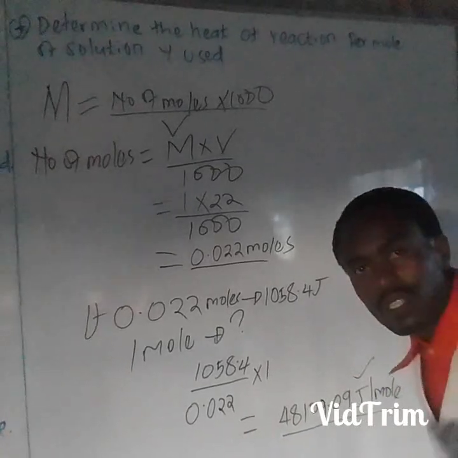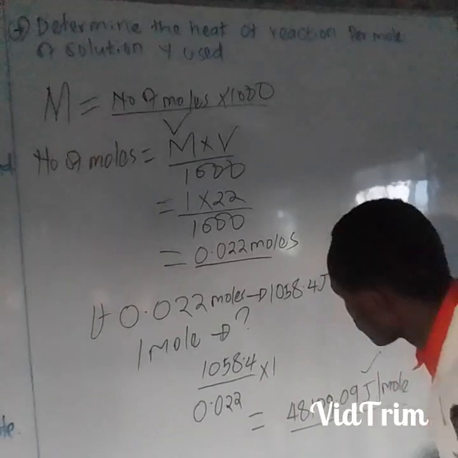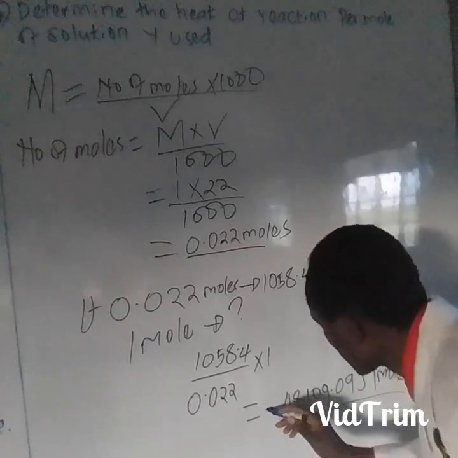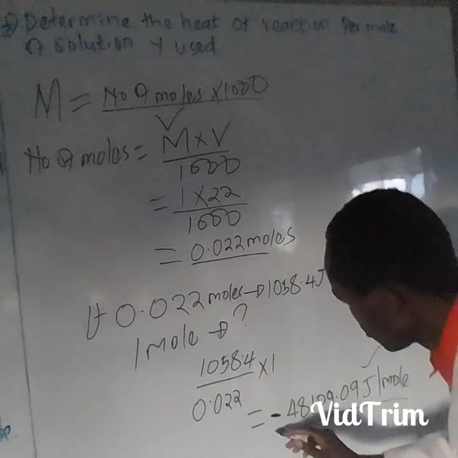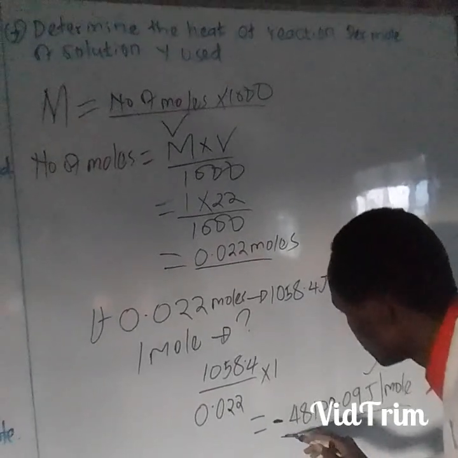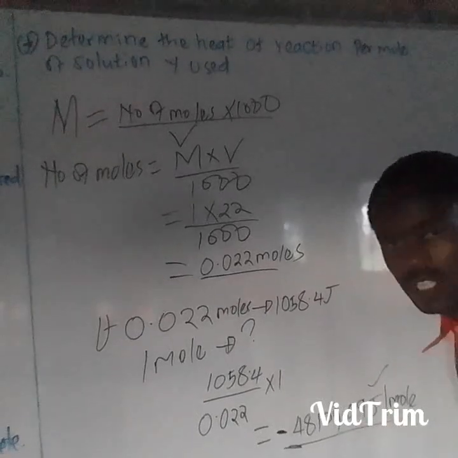so this reaction is exothermic. So I need to indicate here a negative sign to show that this reaction was exothermic. So the molar enthalpy sign negative means the reaction was exothermic.